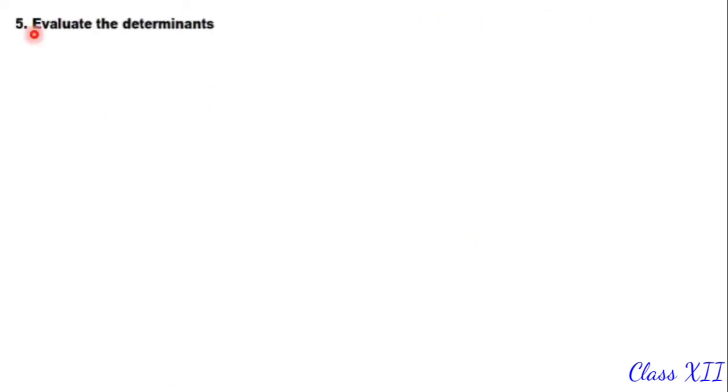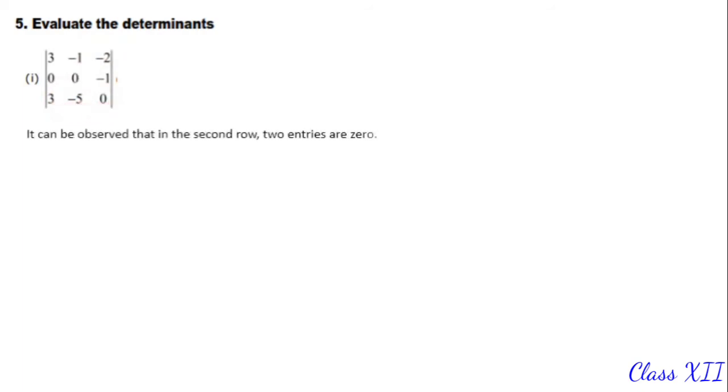Now move on to question number 5. Evaluate the determinants. First one is a 3 by 3 determinant, that is [3, -1, -2; 0, 0, -1; 3, -5, 0]. When you observe, the second row has more zeros, 0, 0, -1. So it can be observed that in the second row two entries are 0. Because of that we have to expand along the second row. That will be easy for us.